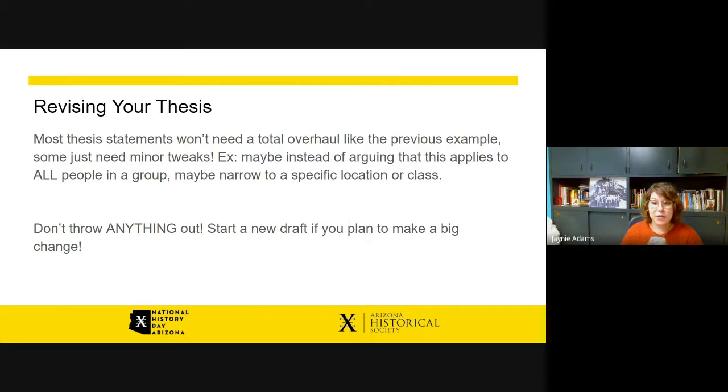Just create a new document. Just copy and paste all of that material over. You'll be kicking yourself if you decide later down the line, no, I actually liked my original thesis first, and now you don't have it, and you have to rewrite the whole thing.